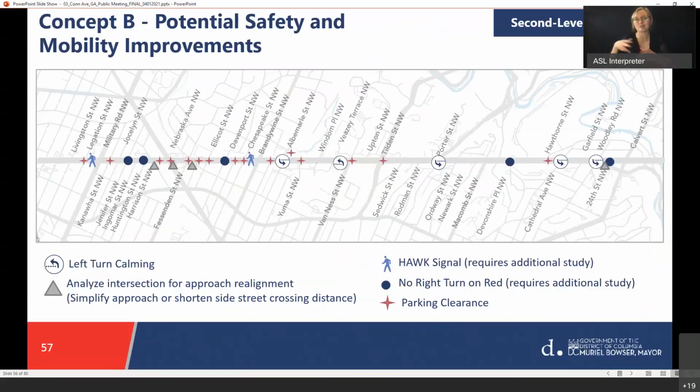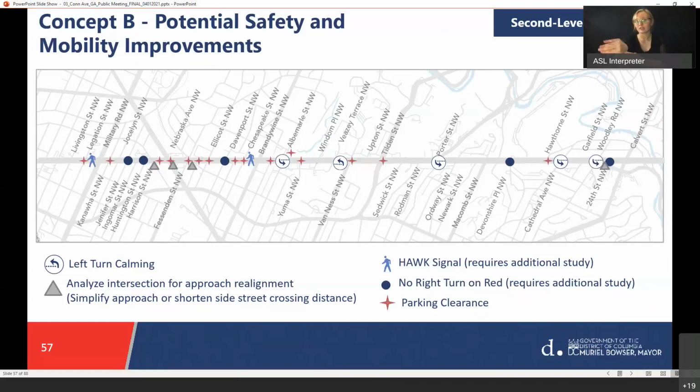So concept B provides the opportunity to install left turn calming treatments at selected intersections. We can also clear the corners for improved visibility throughout the corridor. In addition, we can look to study a few things for feasibility, and that includes HAWK signals at Chesapeake and Legation streets, no right turn on red, and looking at several intersections for approach realignment to kind of shorten pedestrian crossings. Next slide, please.